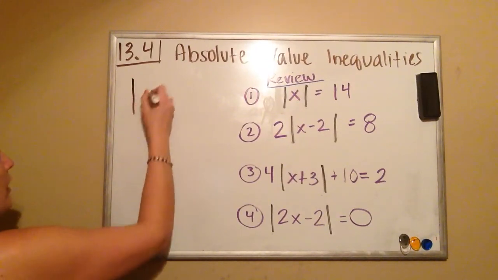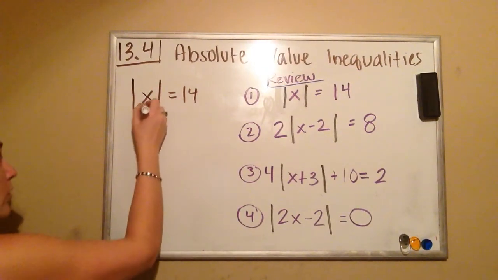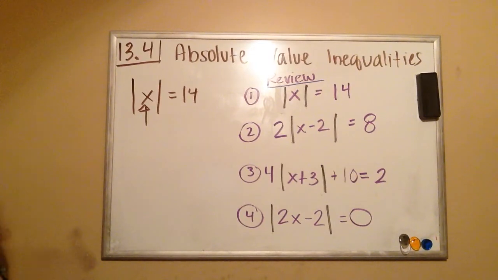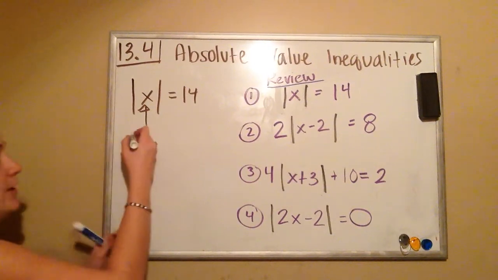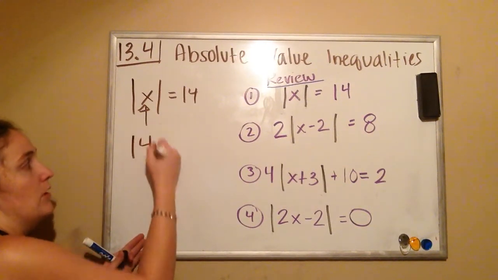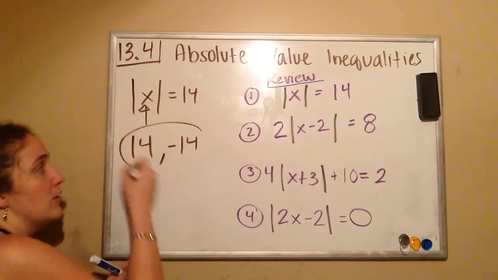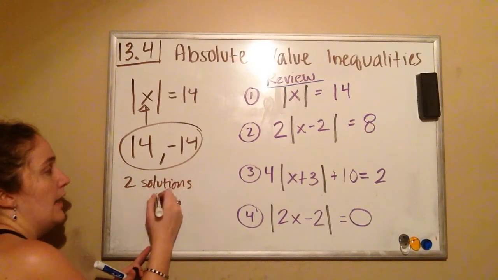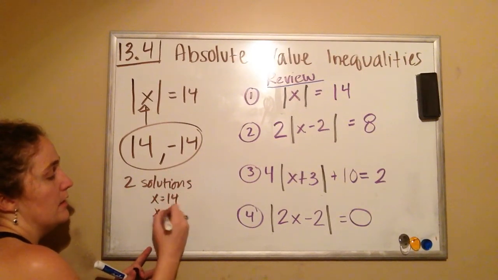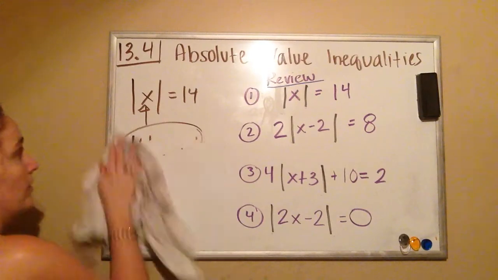So it says the absolute value of x is equal to 14. If you think about what we could possibly take the absolute value of to get an answer of 14, well, there's 2 things. We could take the absolute value of 14, or we could take the absolute value of negative 14. So in this case, there were 2 solutions: x equals 14 and x equals negative 14. Perfect. That's number 1.